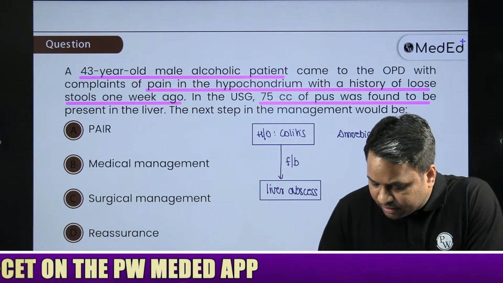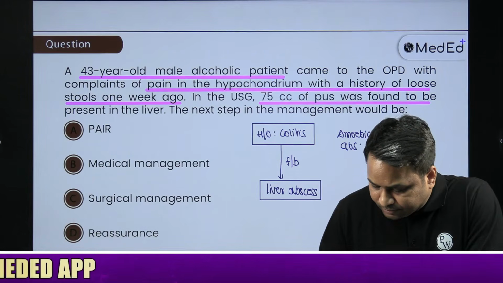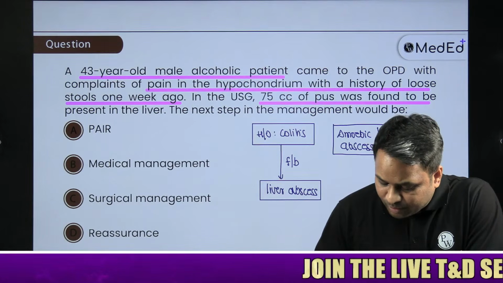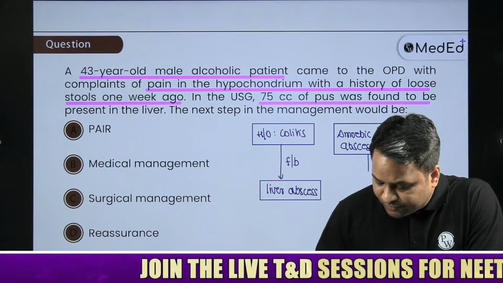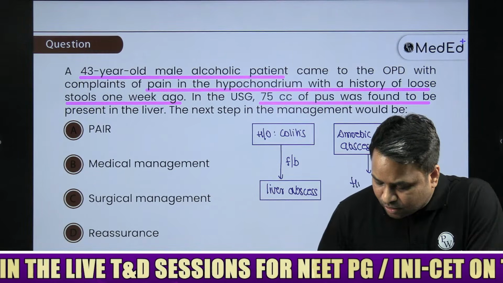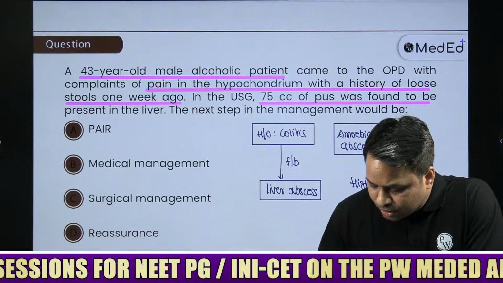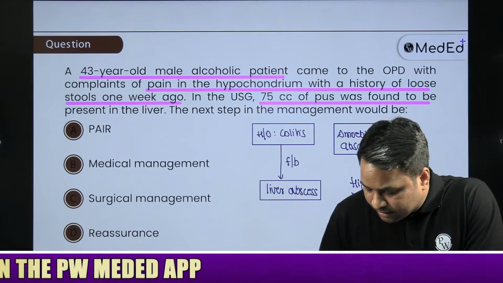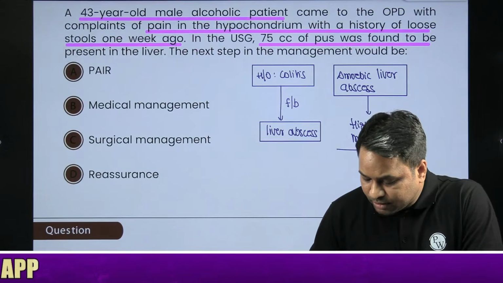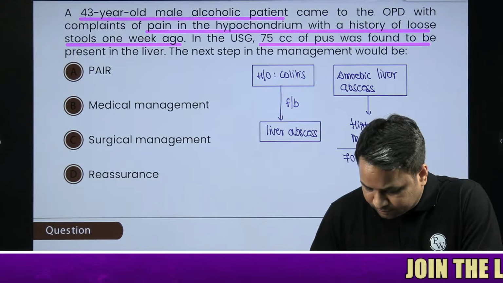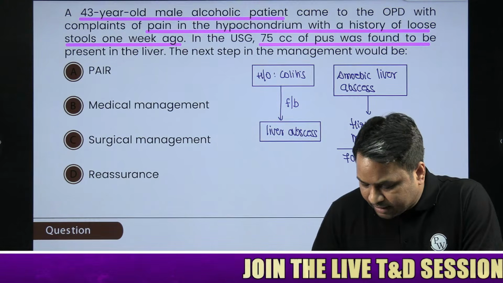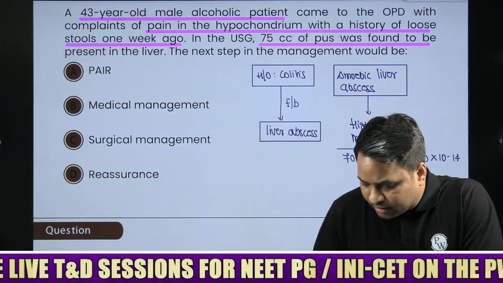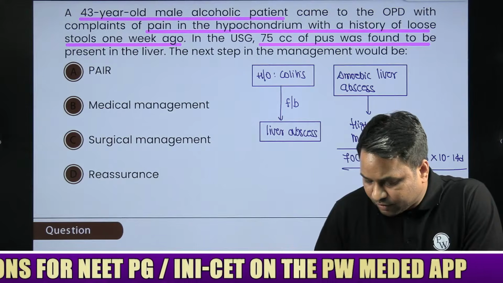So, amoebic liver abscess. Now, amoebic liver abscess is not a true abscess. It's an example of liquefactive necrosis. So the first thing I will do is to start the patient on high dose metronidazole. And that high dose metronidazole is usually 700 to 1000 milligrams 3 times a day for 10 to 14 days. This is the dosage that we follow, right?